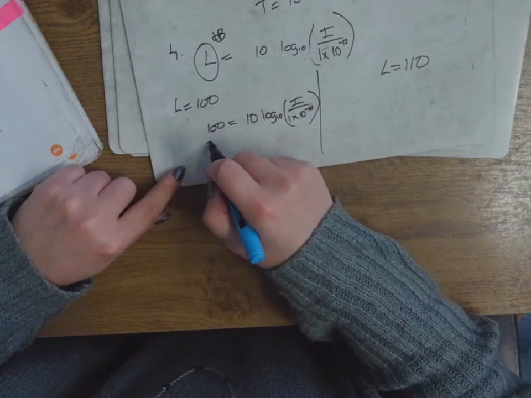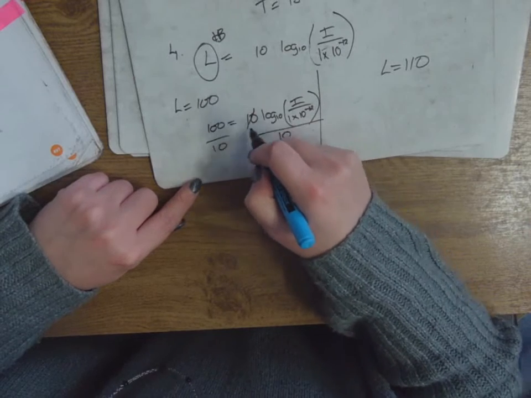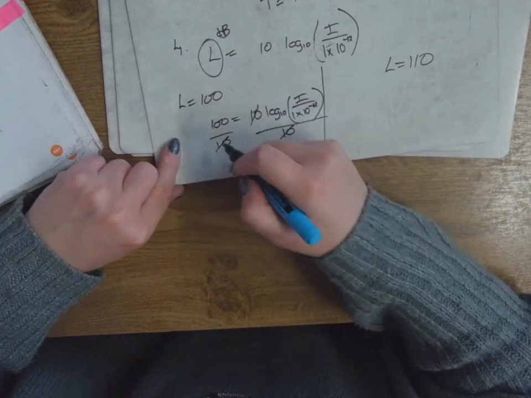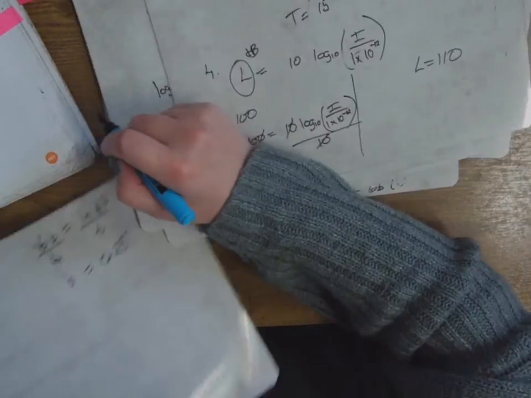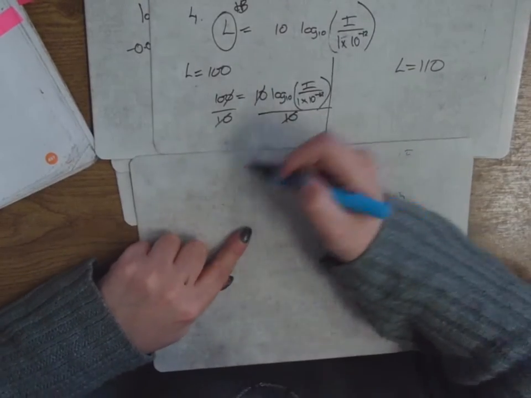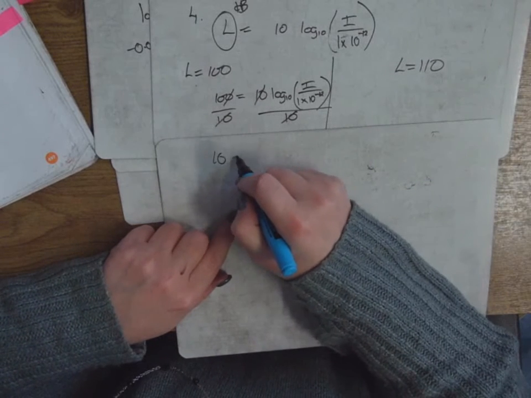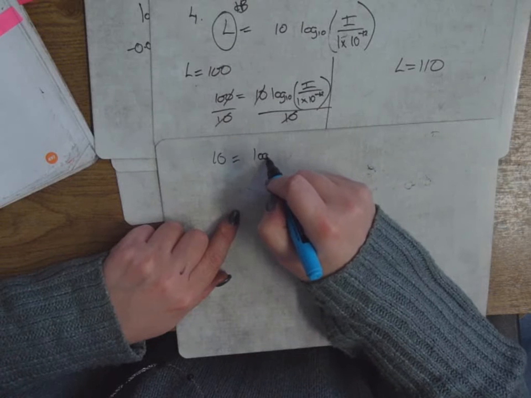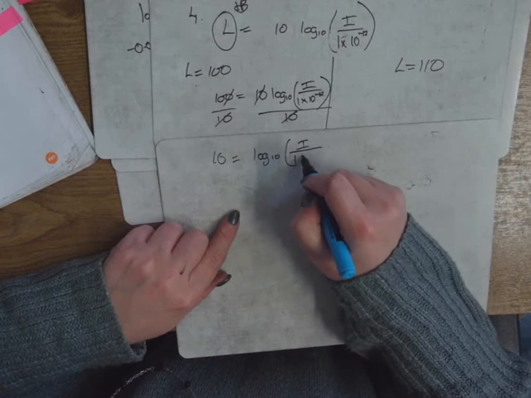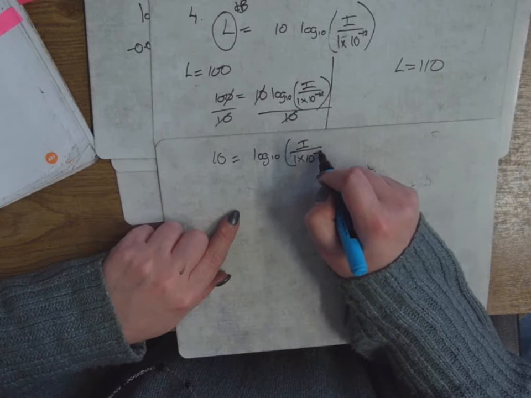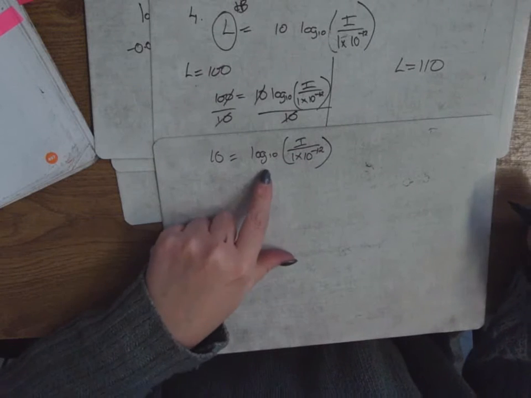So you divide each side by 10 to get rid of that 10 there in front. Okay, and over that side you'll get 10 equals log to the base 10 of I over 1 by 10 to the power of minus 12. Is that alright? Okay, we have a log equal to a number.